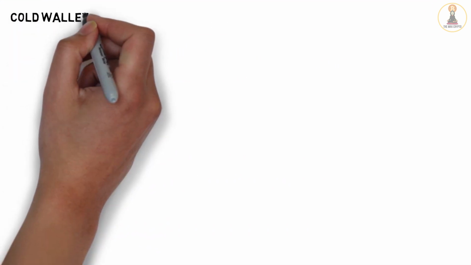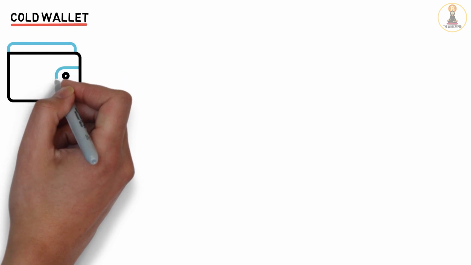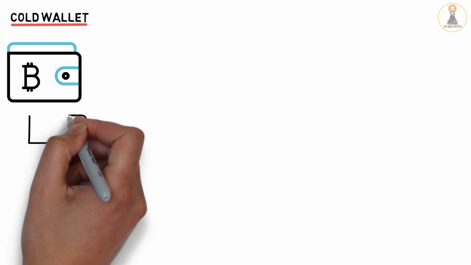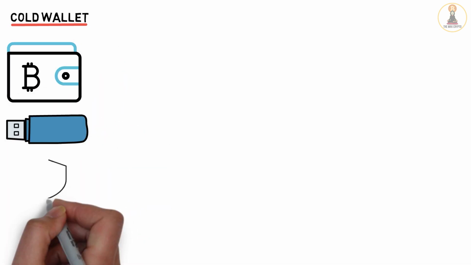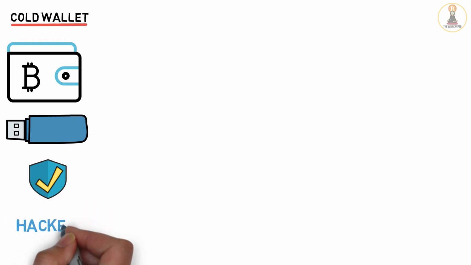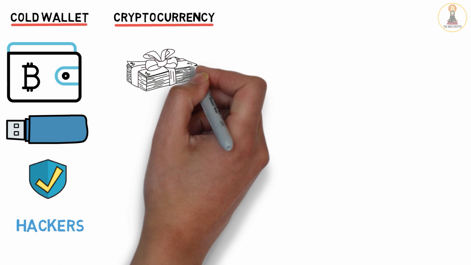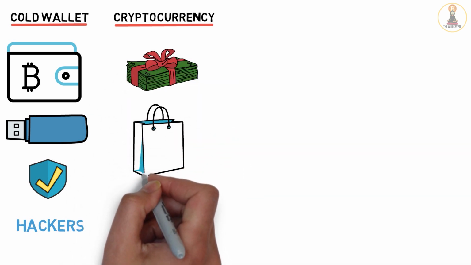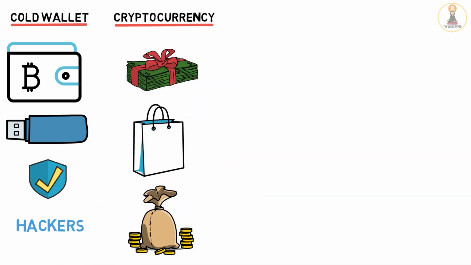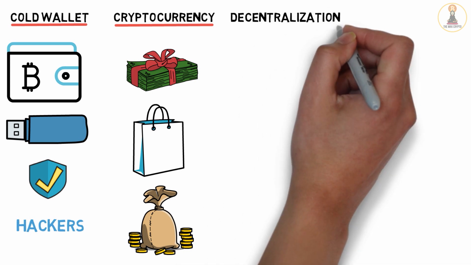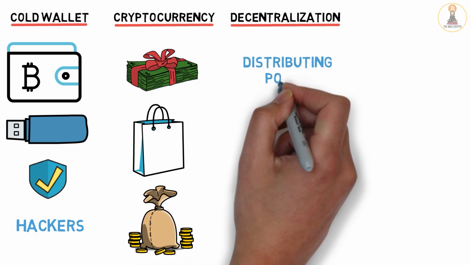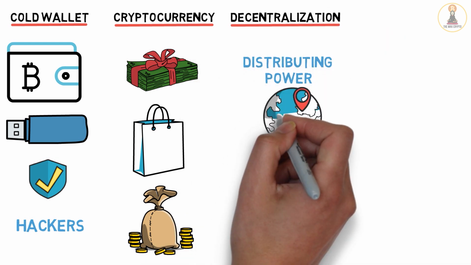Cold wallet, or cold storage. This is a secured method of storing your cryptocurrency completely offline. This wallet may come in the form of a USB drive for protecting your crypto from hackers. Cryptocurrency. This is a digital and decentralized currency that can be used to buy and sell things or as a store of long-term value. Decentralization. The principle of distributing power away from a central point.